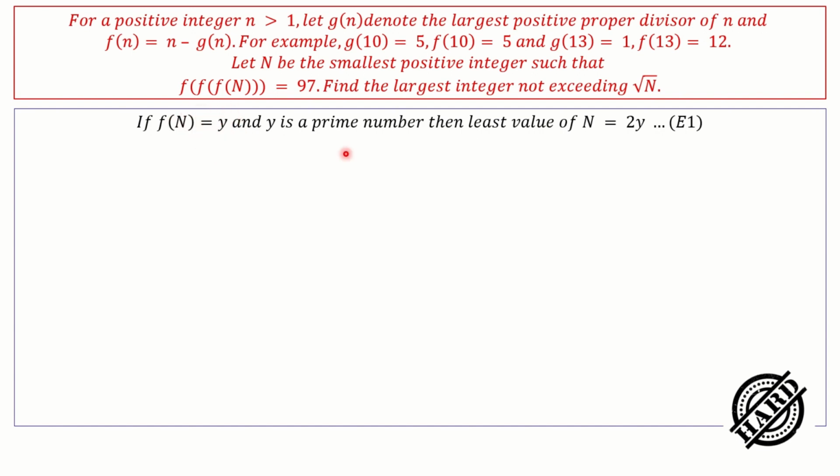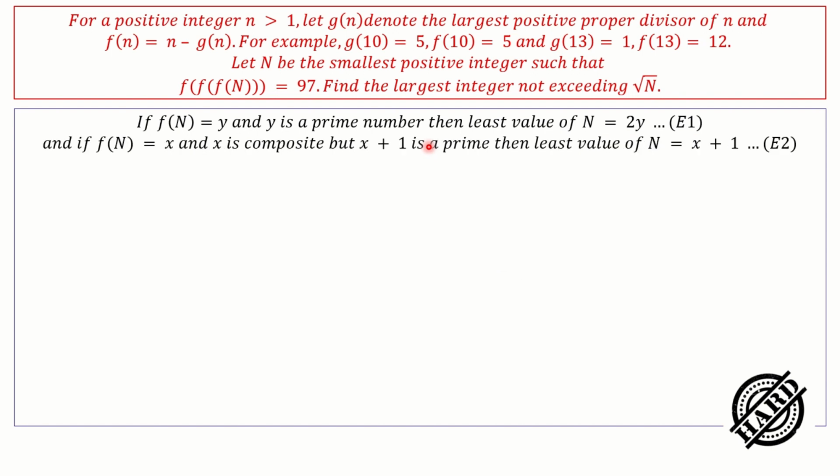So if y is a prime, obviously n has to be twice the number. That is 2y. Okay? Remember this. This problem is hard only because you need your understanding of prime numbers, complete number theory actually.